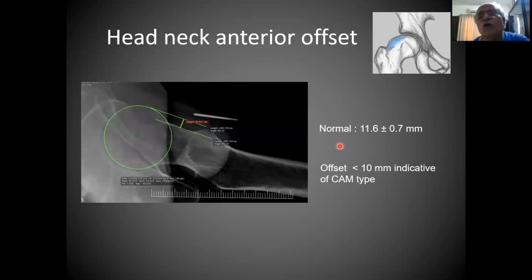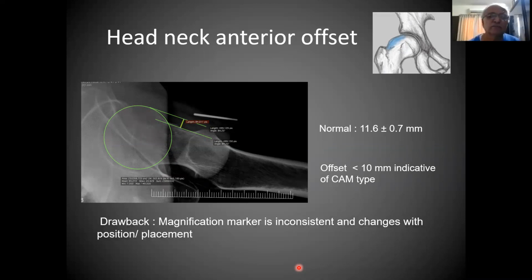The offset we could not measure properly because we had a problem with the radio marker. You see the radio marker, we put it on all the patients. So we were not able to get a good magnification in the lateral X-ray. So this study does not relate to offset. But just to remember, all of you, if the offset becomes smaller, that means impingement will take place. Less than 8 millimeter, just keep that in mind. I already mentioned the drawback of this marker was inconsistent. That's why we were not able to measure this.